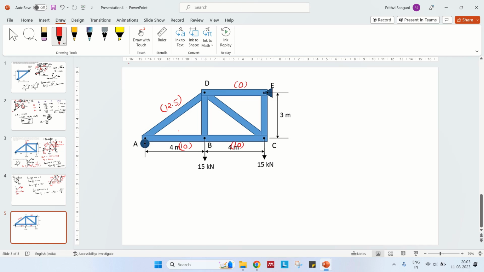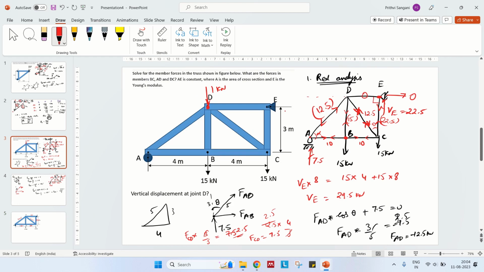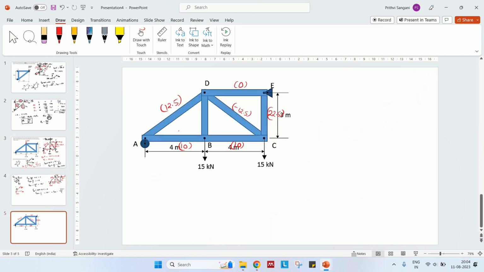What about DC? DC we got as compression, minus 12.5. And this is 72.5, tension. So, from the equilibrium, whatever we got: 12.5 tension, 10, 10. This is 50. This is compression 12.5, and this is 22.5. So this is in compression 50, so that is minus 50. Oh, sorry, this is not compression, this is tension 12.5. So these are the real forces.